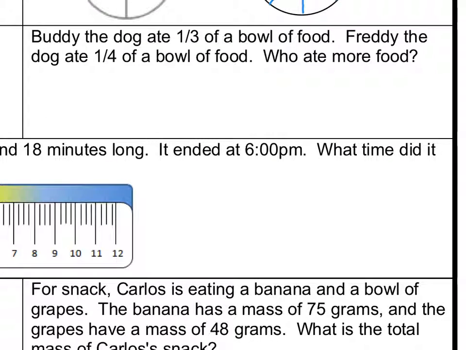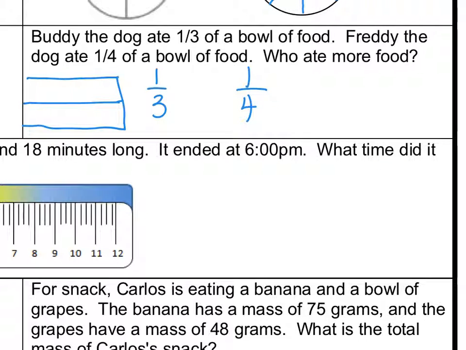All right, Buddy the dog ate 1/3 of a bowl of food. Freddie the dog ate 1/4 of a bowl of food. Who ate more food? So here's what we're doing, 1/3. We're going to do a comparison symbol in the middle. We know when we compare fractions, we do our stacked rectangles. So on the top one, going to do 1/3.